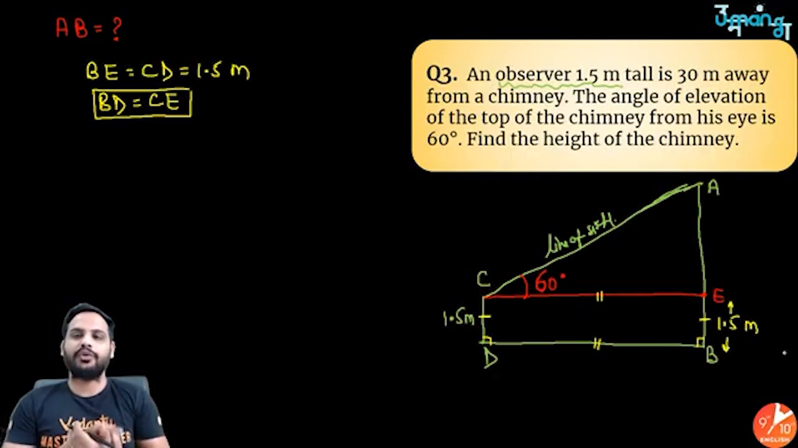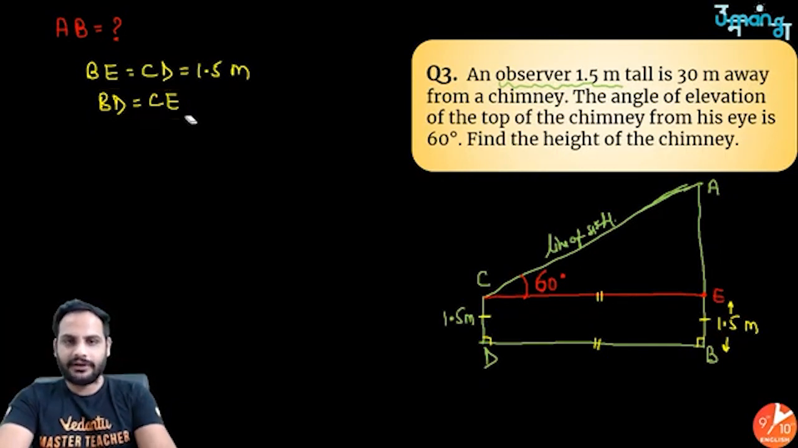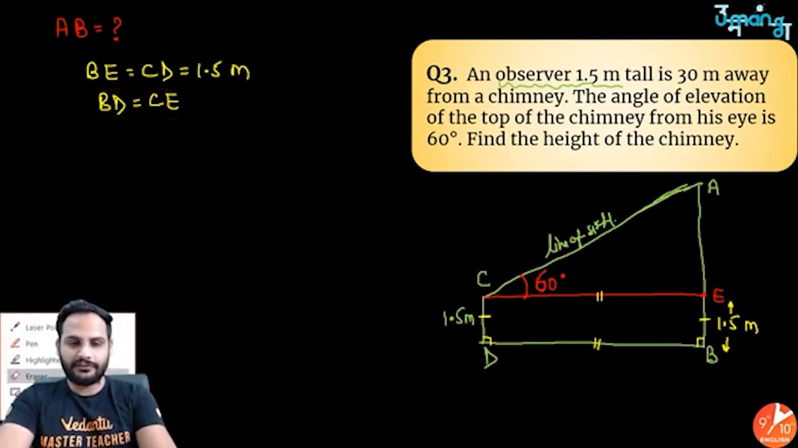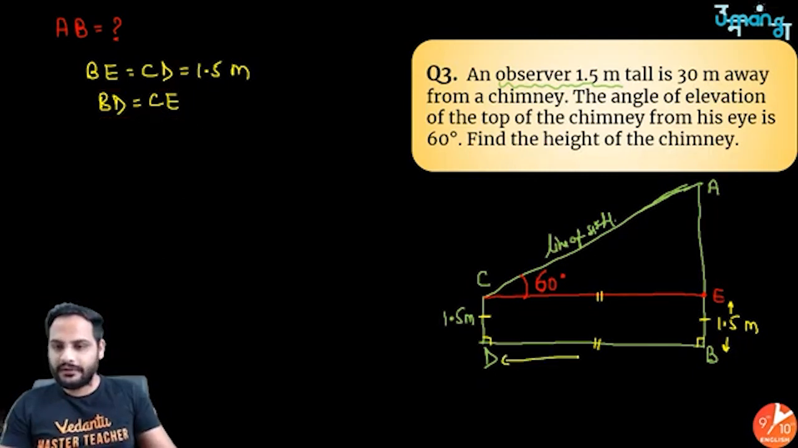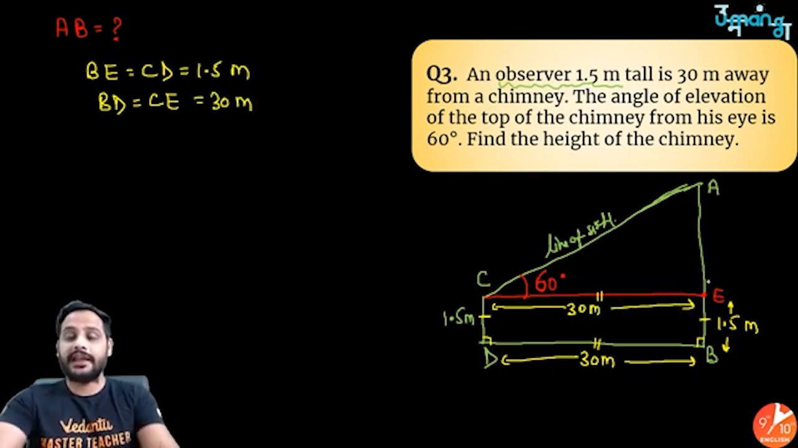Now the only thing left is the height AE. One more thing is given, I forgot about that. The observer is 30 meter away from the chimney. So this BD is 30 meters. He's 30 meter away from the chimney. So CE also is going to be 30 meters. So both are equal to 30 meters. Now I need to find the length AE.